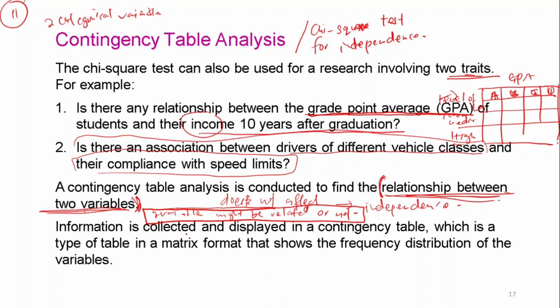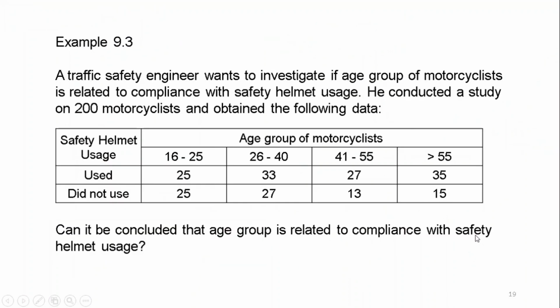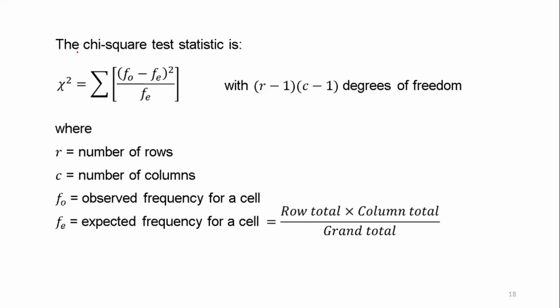Okay, information is collected and displayed in a contingency table. So this is what we call a contingency table, which is a type of table in a matrix format that shows the frequency distribution of the variables. Okay, so like this. This one is the contingency table. Okay, so we have two categorical variables, age group of motorcyclists and also safety helmet usage. Okay, so for that, let's see the chi-square test.